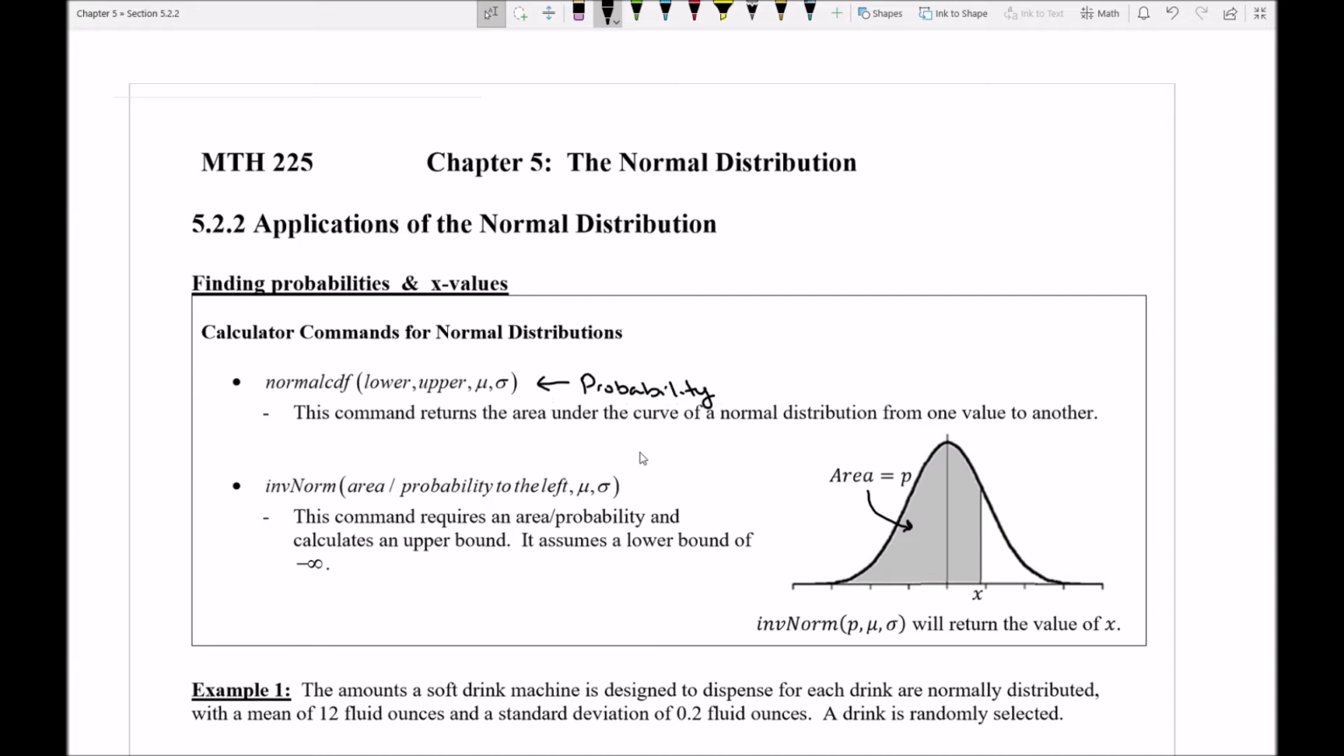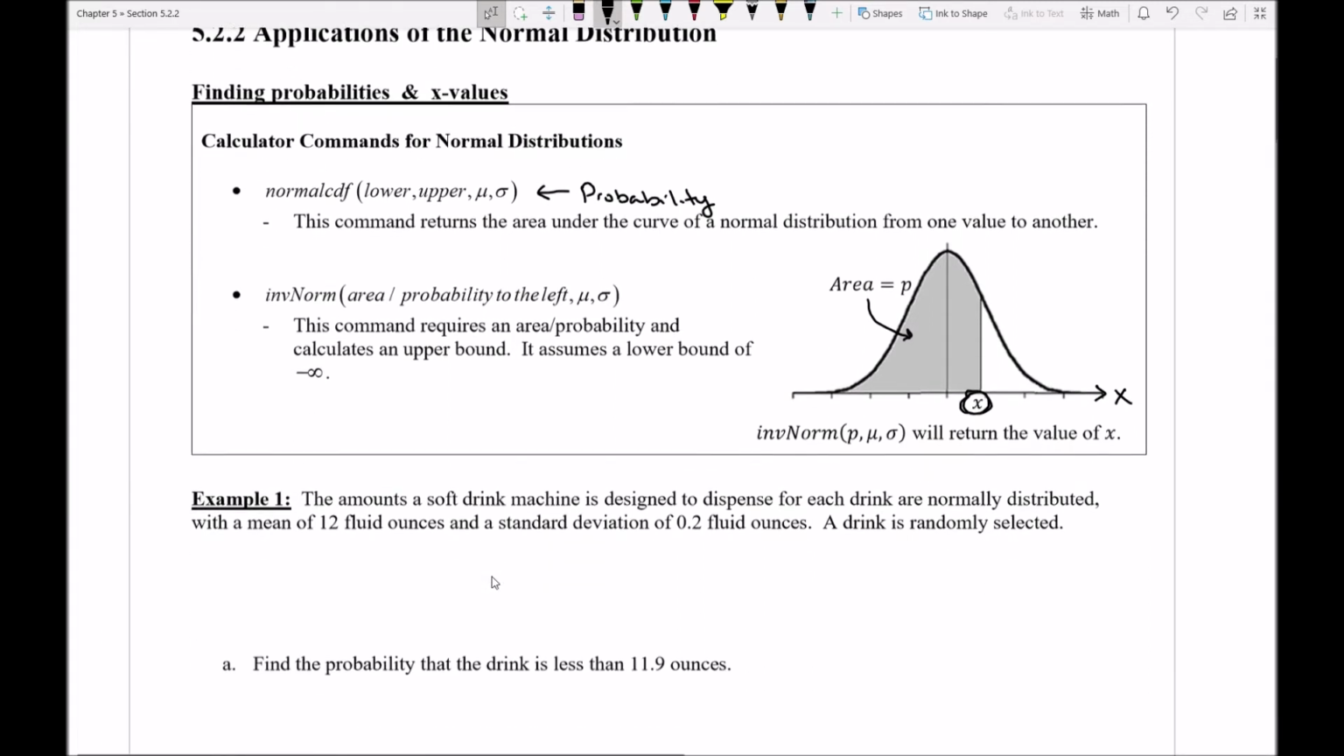And so we saw in the last section a little bit of how to do that, and we'll continue to do that sort of question in this section. However, we're also going to see that in this section we're going to learn about this new command referred to as the inverse normal command. And we'll see that this calculator command will ultimately be responsible for returning a value of x. That is, it will find a number that exists on our horizontal number line. So let's see how this works as we take a look at example number 1.